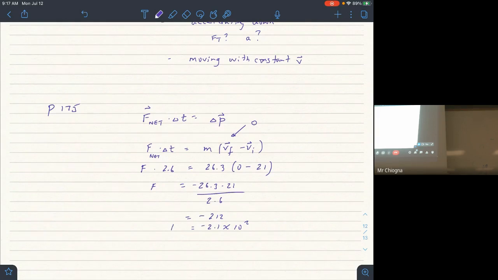Okay, so the negative means it's in the opposite direction to the velocity. So the velocity is north, and this is going to be south. You can leave it as negative. You can put both if you want. South, newtons.